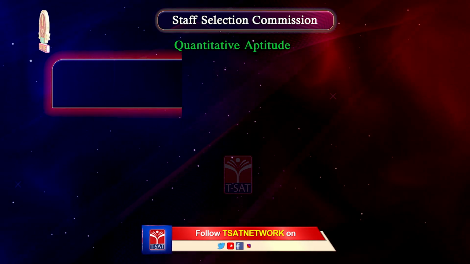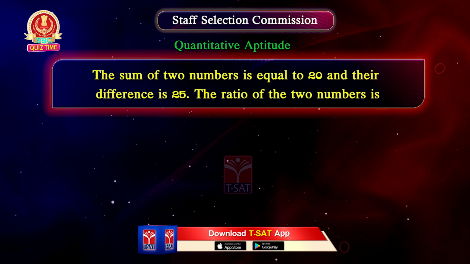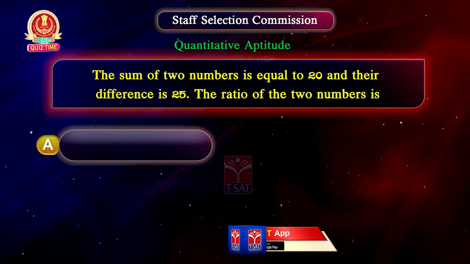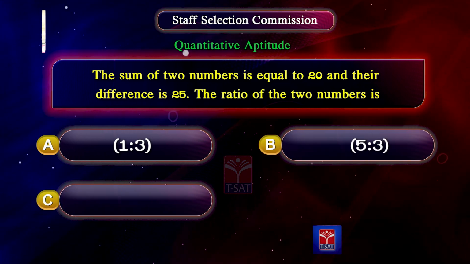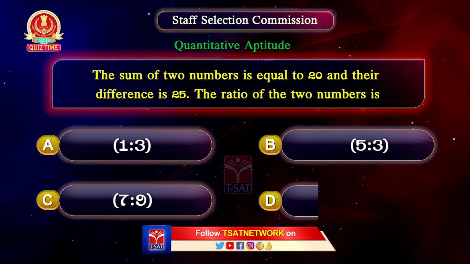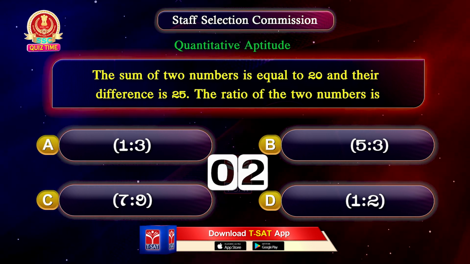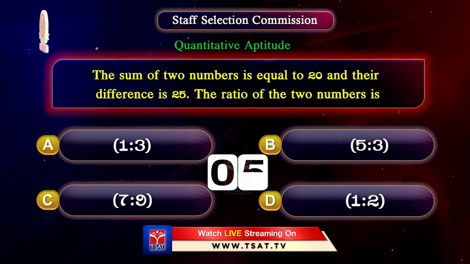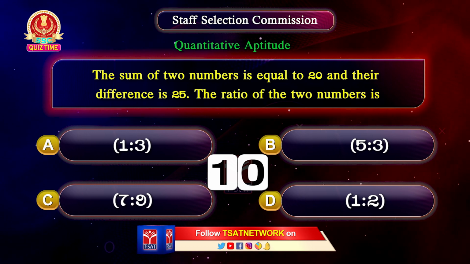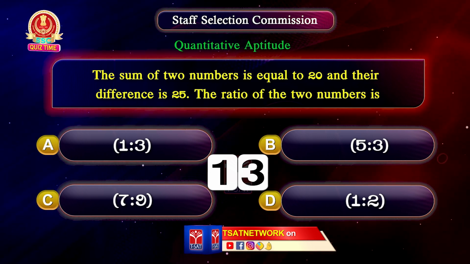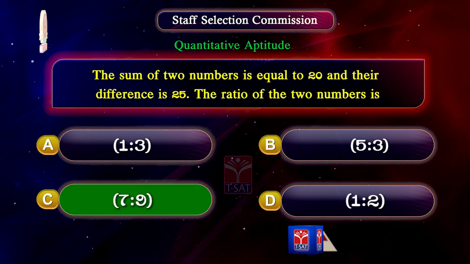Next question. The sum of two numbers is equal to 20 and their difference is 25. The ratio of the two numbers is: option A, 1:3; option B, 5:3; option C, 7:9; option D, 1:2. Your time starts now. The correct answer is option C, 7:9.